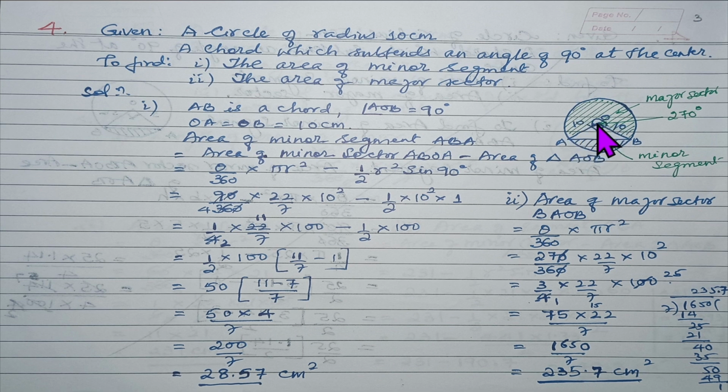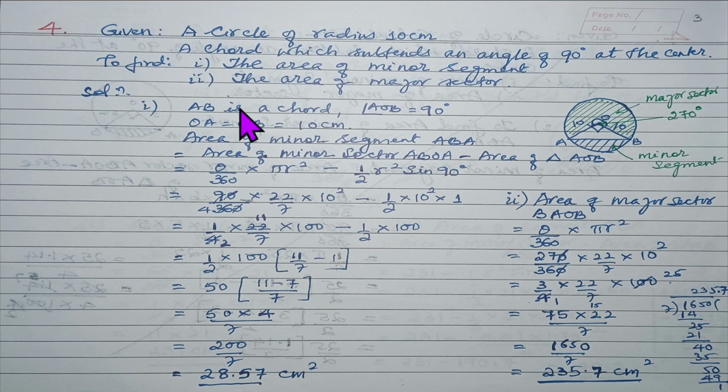So we have a circle of radius 10 centimeters and a chord AB which subtends an angle of 90 degrees at the center. Now we have to find the area of the minor segment, that is ABA, and also the area of the major sector, that is BAOB.